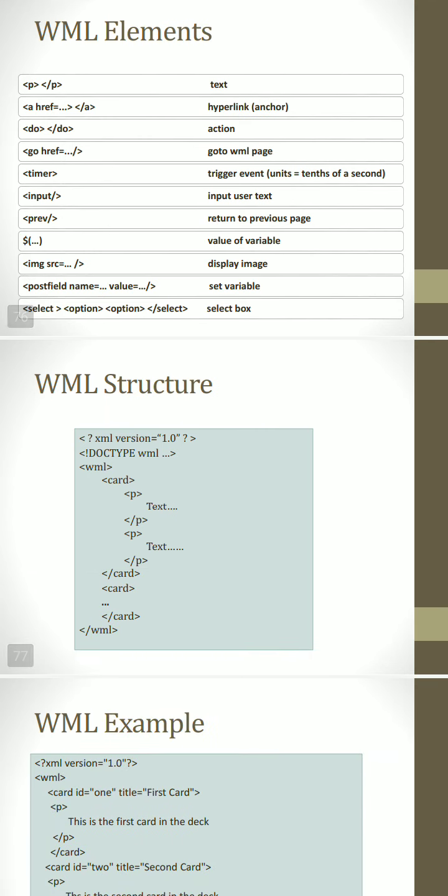See the structure of WML. We are not going into detail about this, the examples and all, but a question may be asked like write a short note on WAP and WML. So you can write the WML structure. It starts with XML version 1.0, then doctype WML, then the tag of WML, then card, then inside the tag of p we have to write a text. Then end the card and end the WML.